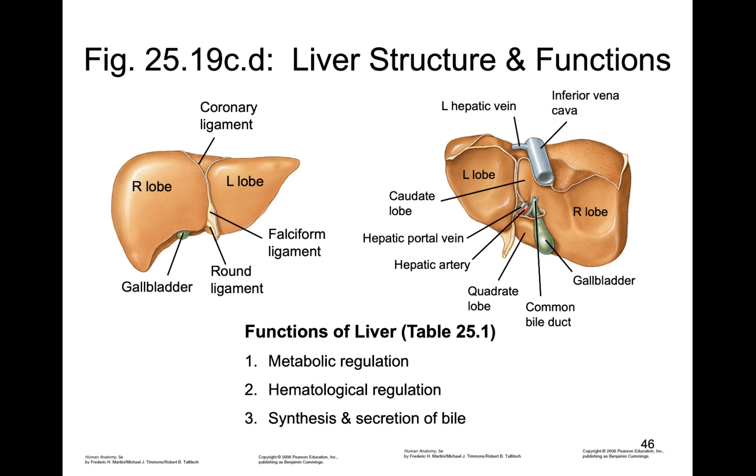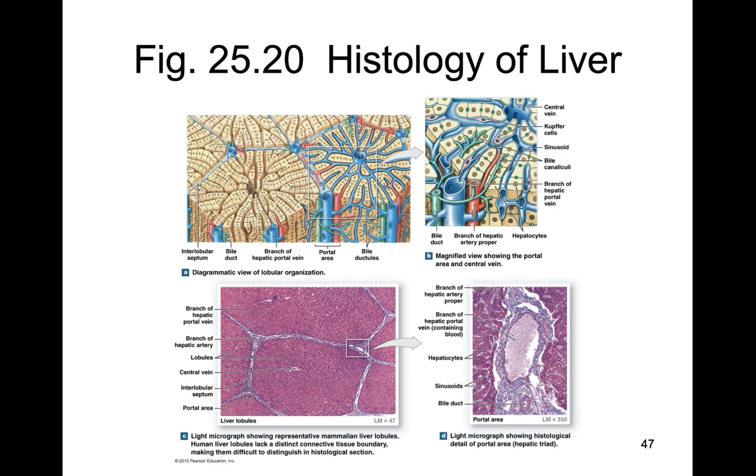When the liver is not working properly, people get jaundice, or yellowing of their skin and the eyes. So another function would be secretion and synthesis of bile. So it's going to make the bile. It can get stored in the gallbladder and then sent out to the duodenum for digestion.